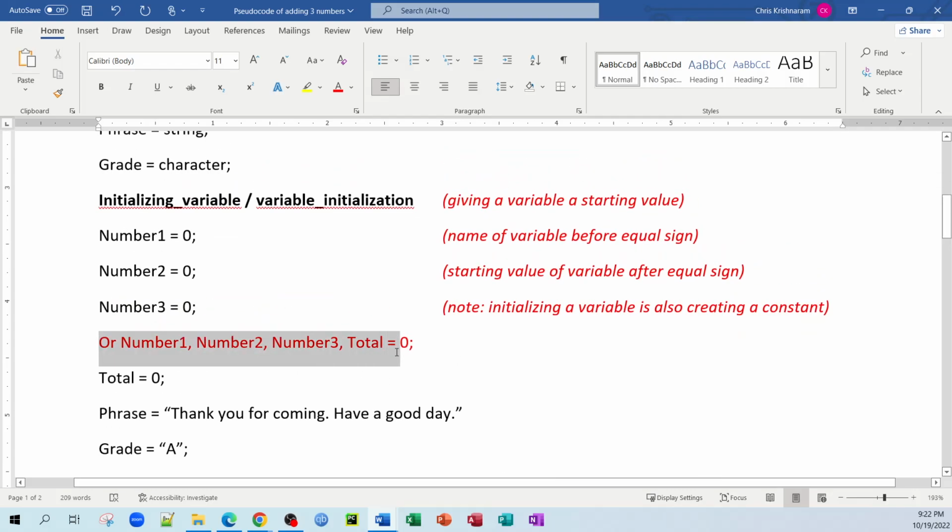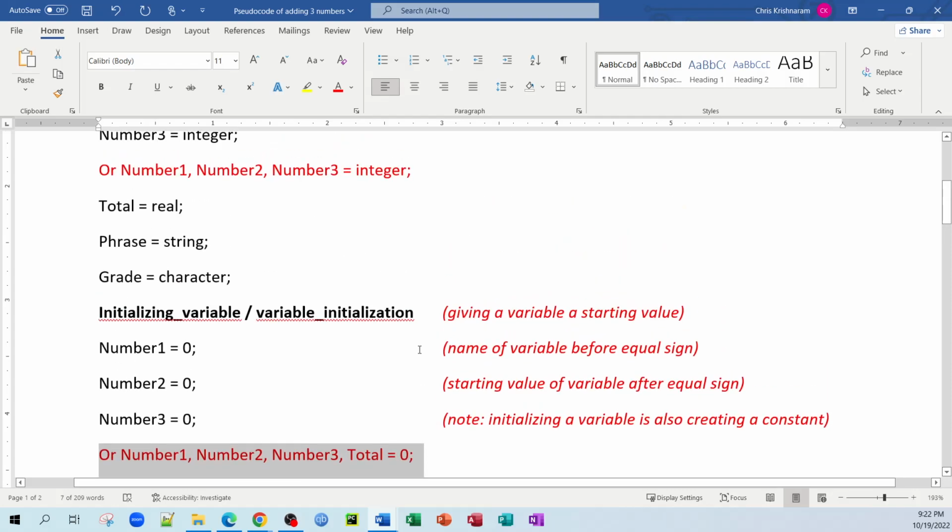You guys understood this here? Clear on this here? Clear so far?